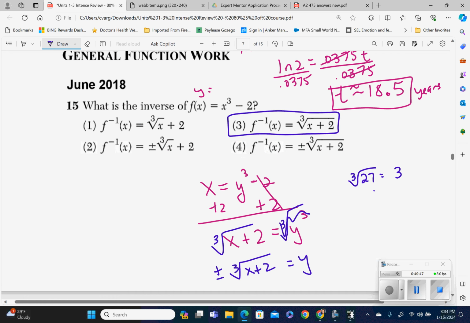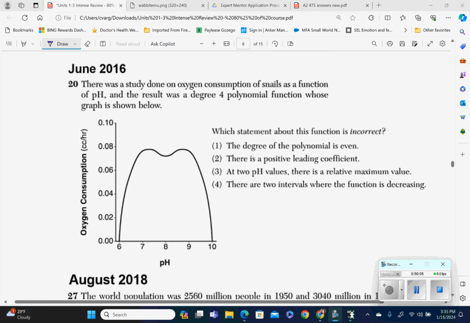So let me just go back real quick to that. I'm kind of glad that I made that mistake. The square root of 9 is going to be positive and negative 3. The cube root does matter, right? So this is going to be just positive 3. Negative 3 does not work. Okay, so option number 3 is our answer.